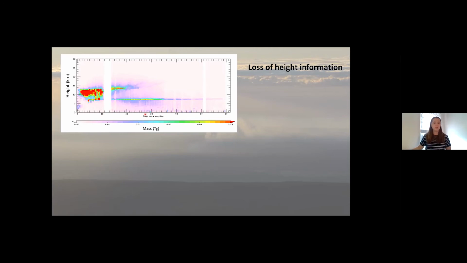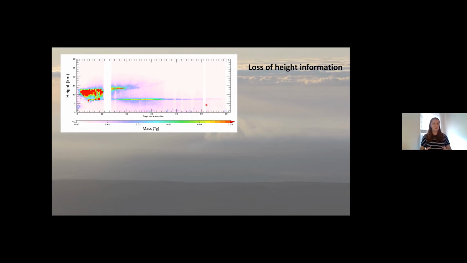The first thing I want to draw your attention to is this layer that appears at 7 kilometers. This is not volcanic, it's not the true height of the plume. What's happening here is that as our plume is spreading over time, we're beginning to lose the height information. That means the retrieval tends to the a priori height, for which we use a default height of 400 millibars, which is around 7 kilometers. So that explains this result.